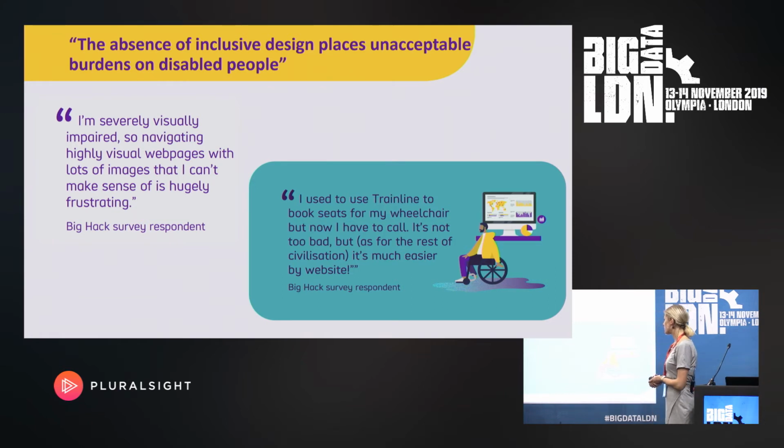I use Trainline to book seats for my wheelchair, but now I have to call. It's not too bad, but as for the rest of civilization, it's much easier by website. So we're all used to booking trains online. Trainline was accessible, and then they did an upgrade, and then it became inaccessible. So obviously they dropped the ball on that one, but it means that for people booking through Trainline, when it was previously working, suddenly it's not working anymore.